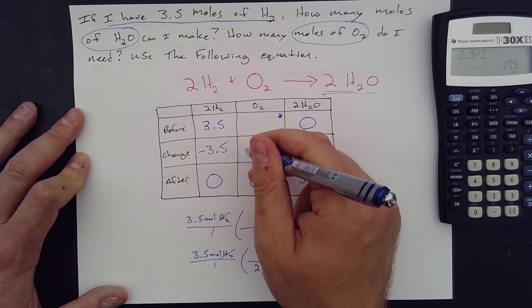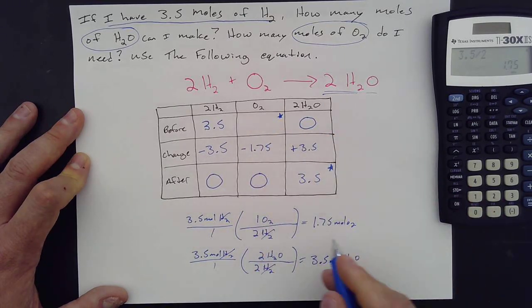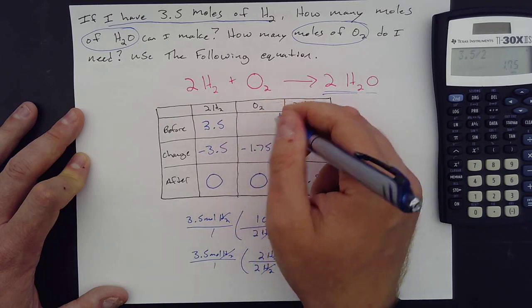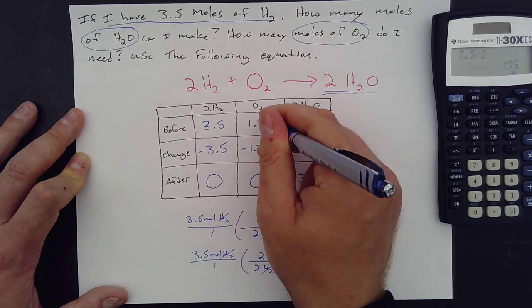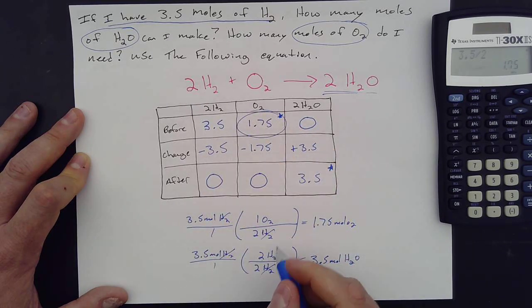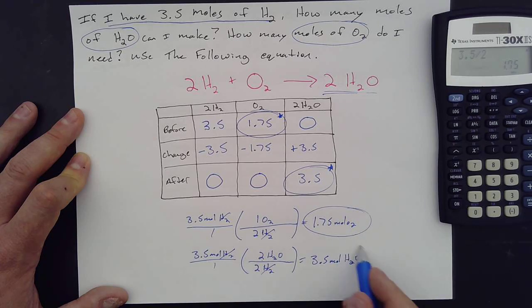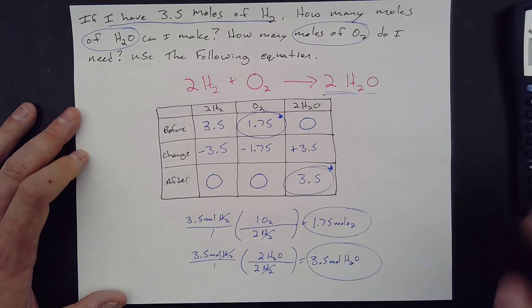My change here is subtract 1.75. And then lastly, that means that my number up here must have been 1.75 for how much did I need for O2, moles of O2, and how much here. So your answers are actually these two numbers as well, right at this spot.